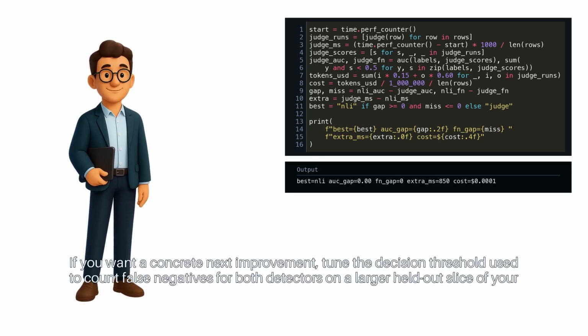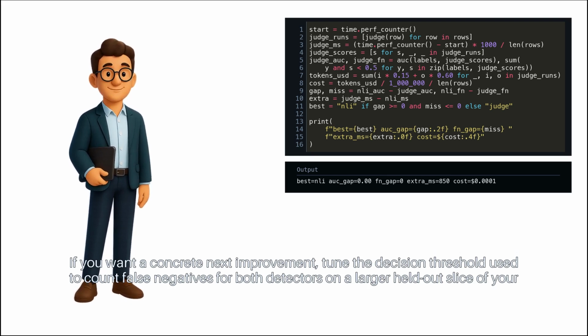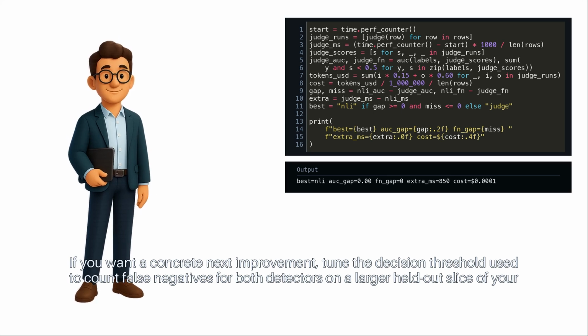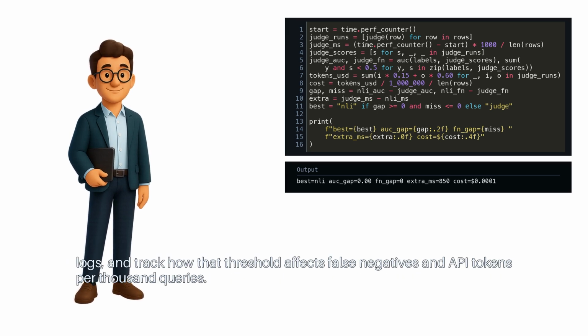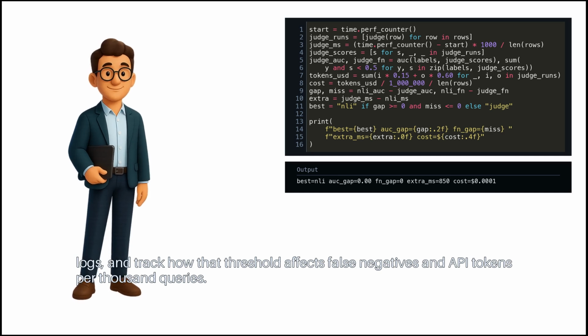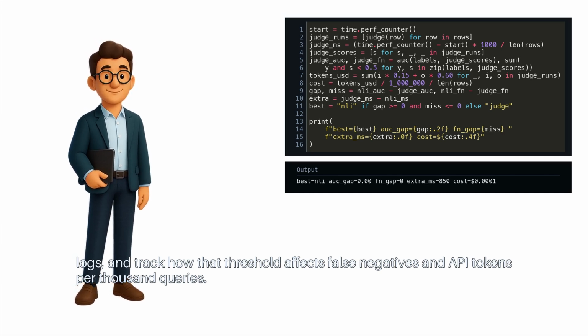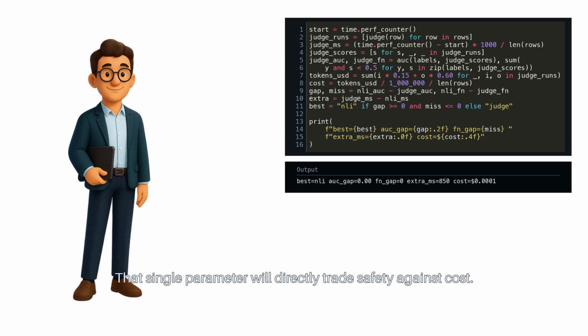If you want a concrete next improvement, tune the decision threshold used to count false negatives for both detectors on a larger held-out slice of your logs, and track how that threshold affects false negatives and API tokens per 1,000 queries. That single parameter will directly trade safety against cost.